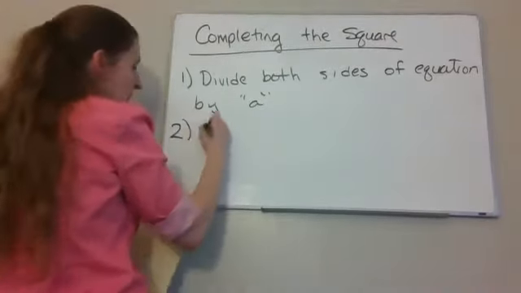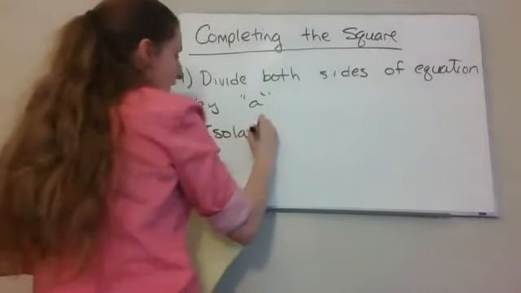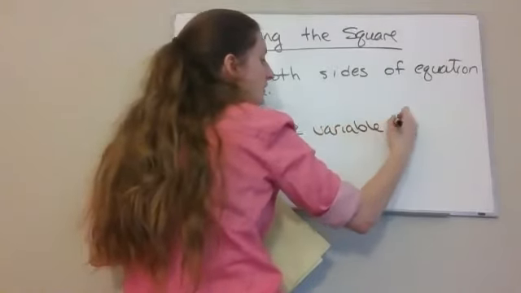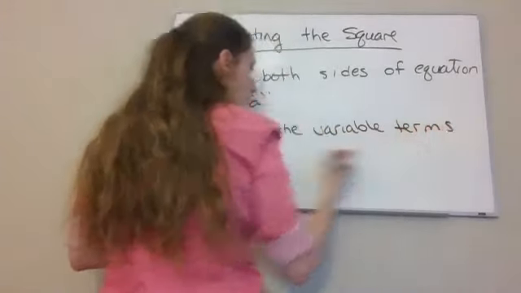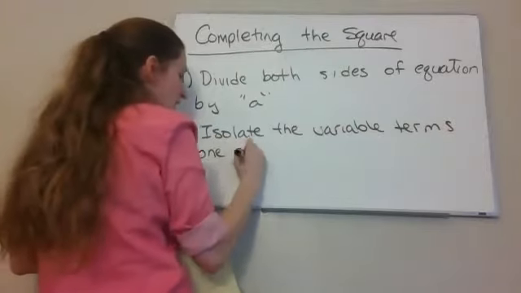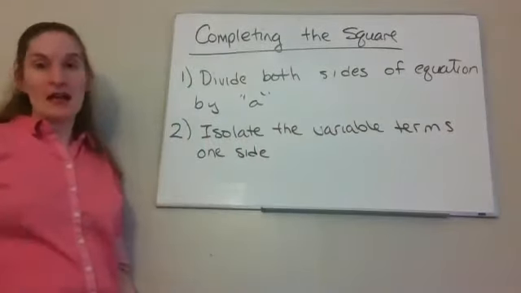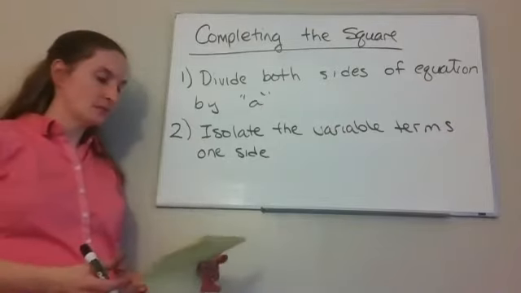Step 2, isolate the variable terms on one side. So anything that has an x goes on one side, and everything without an x goes on the other side.